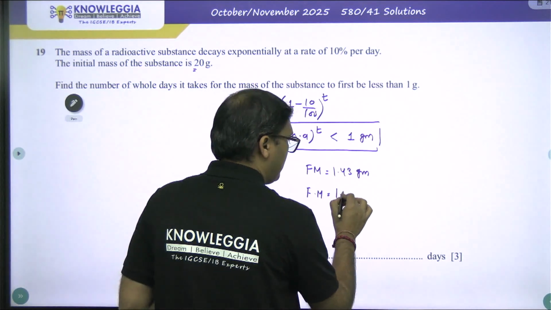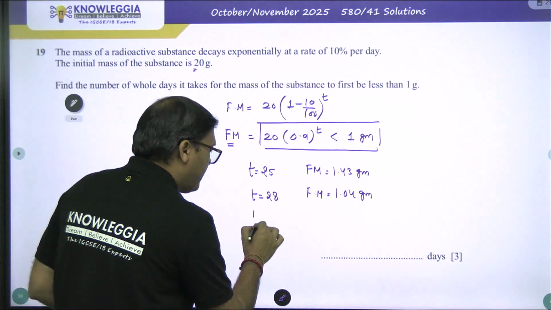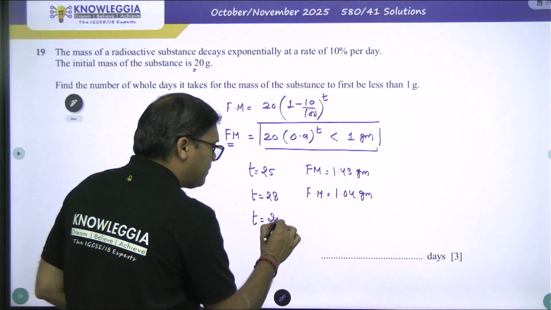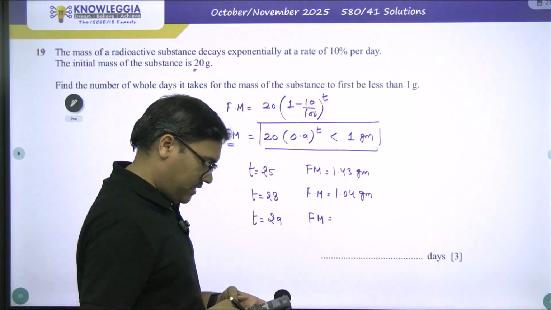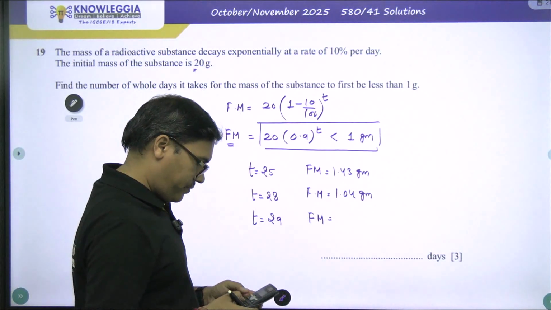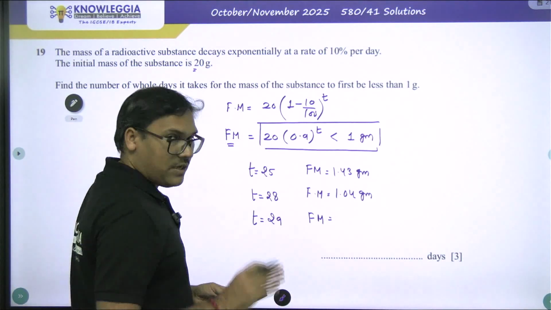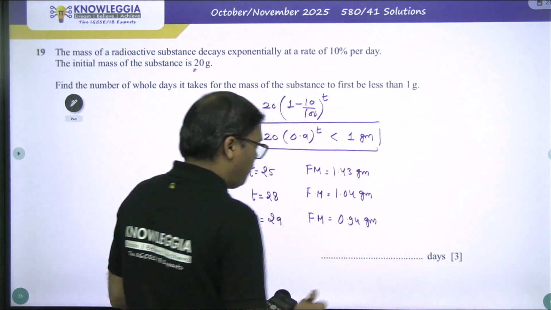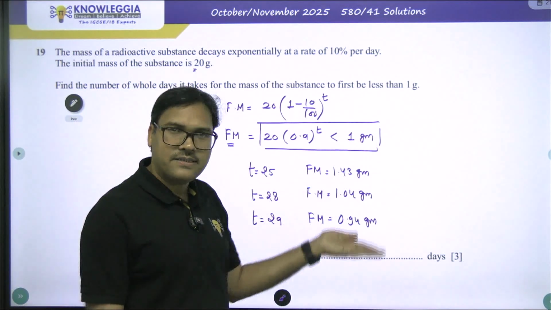So this is 1.04. You can see that final mass is decreasing. Now, you can see we are getting closer to 1. So if I take 29, what will be the final mass? I'll just put again the value 0.20 multiplied with 0.9 and raised to 29. So you can see now this is 0.94 grams. So on the 29th day, after 29 days, this will be less than 1 gram.